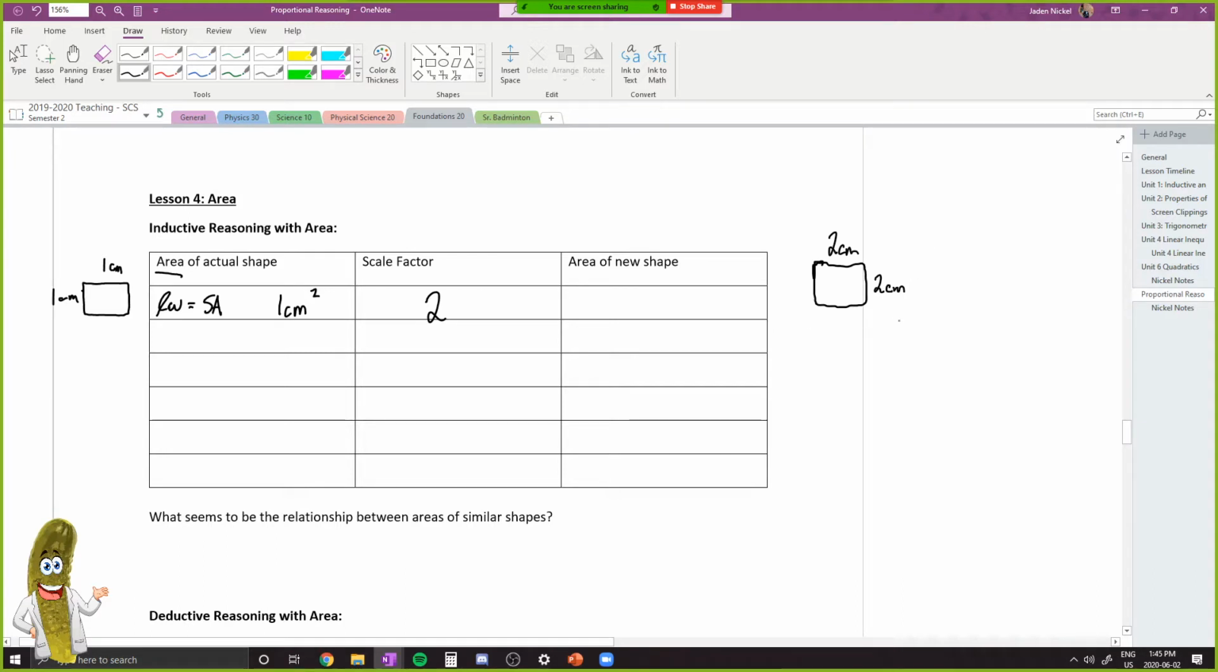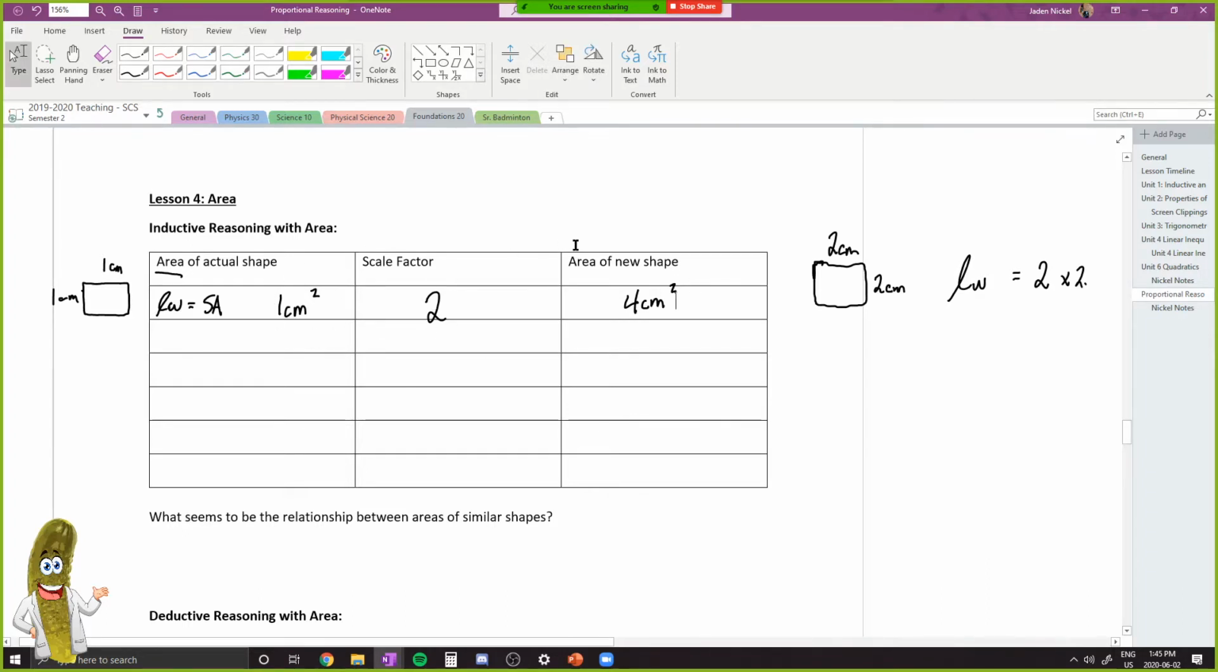Now, if I want to figure out the area of that square, I still do the same thing. I do length times width, which in this case is 2 times 2. And that leaves us with an area then of 4 centimeters cubed. That doesn't immediately invoke any feelings of confidence.